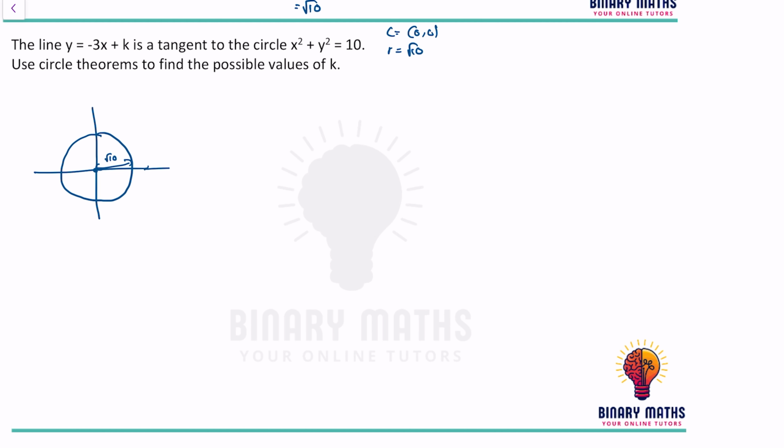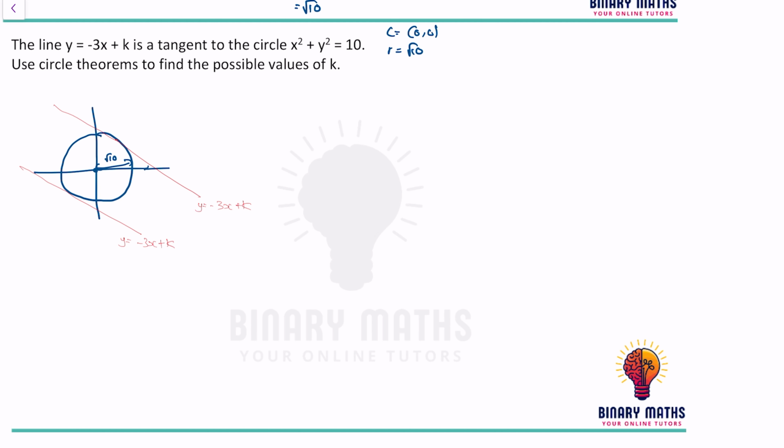Now it says y = -3x + k is a tangent to the circle. Now y = -3x + k has a negative gradient. So let's just draw a sketch. Then y = -3x + k would represent that tangent. And we'd have obviously another one which is parallel, which gives us another solution for k. So y = -3x + k.